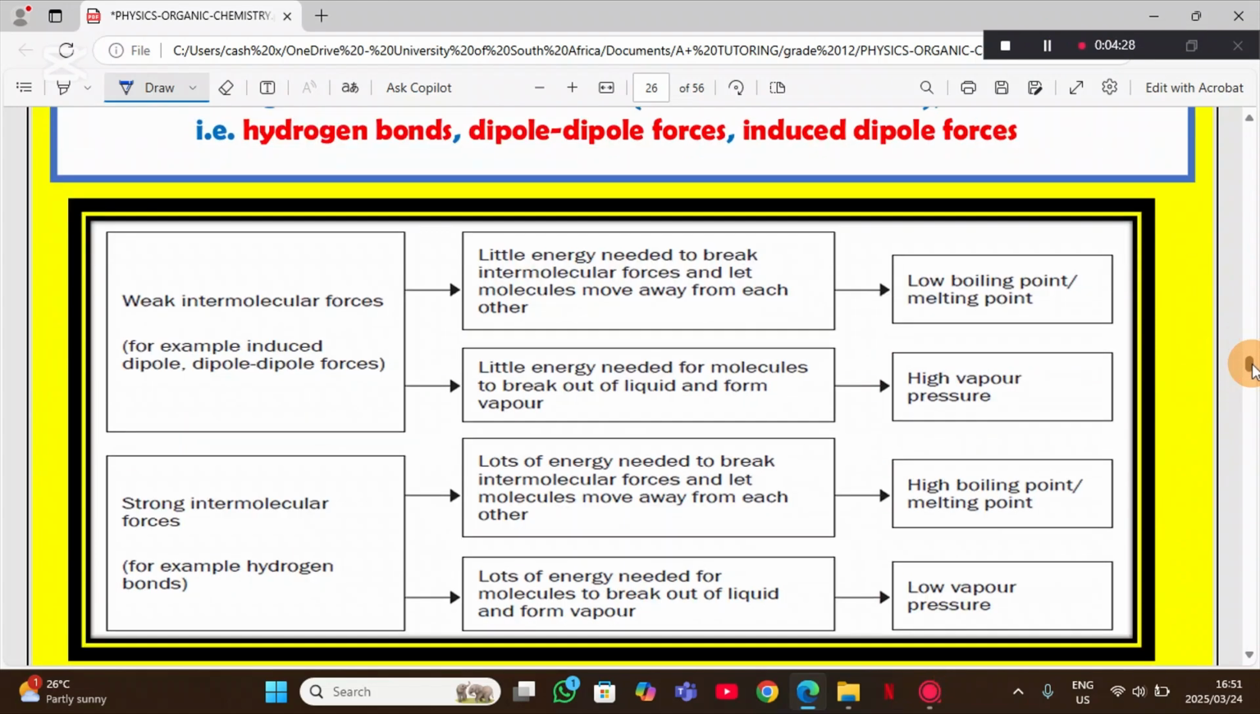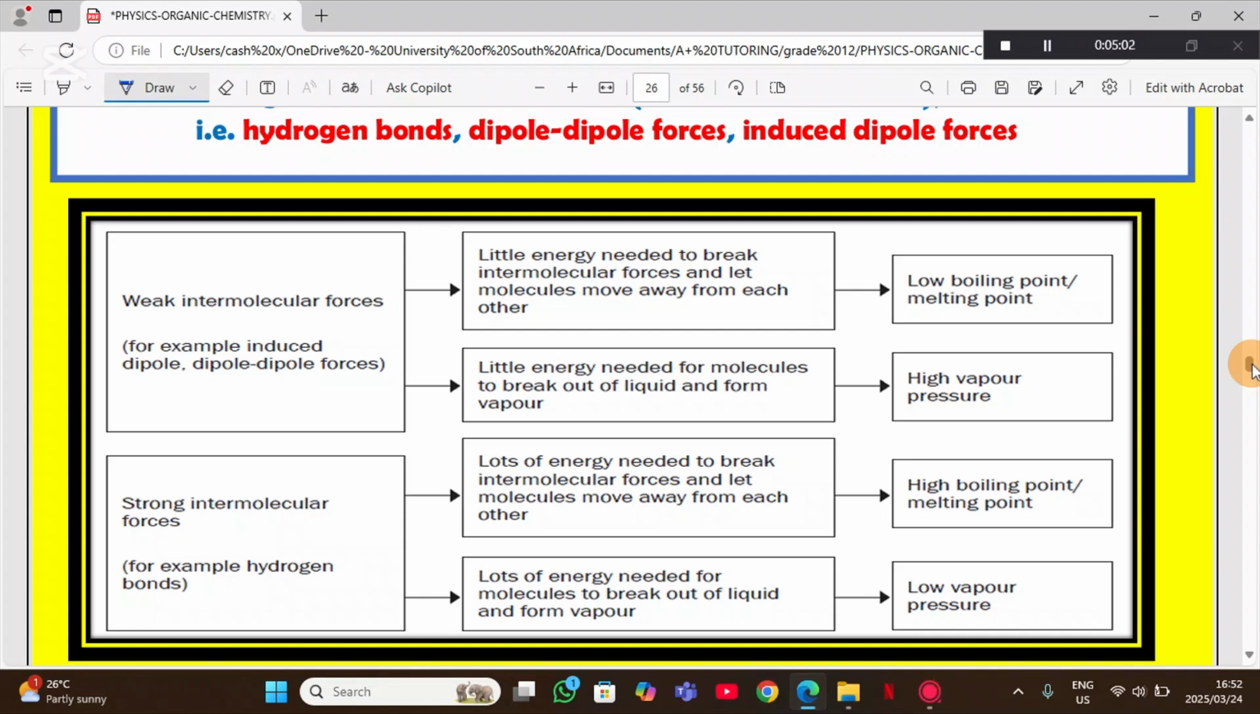Among the three, our London forces are weaker, and then the next one is the dipole, and then the strongest is the hydrogen bonding. So when you have weak intermolecular forces, it means that I need less energy to break that bond, right? So I need less energy to break that molecule apart, which means I have a low boiling point and low melting point. It is quickly gonna turn into my liquid, turn into my vapor, meaning I will have a high vapor pressure.